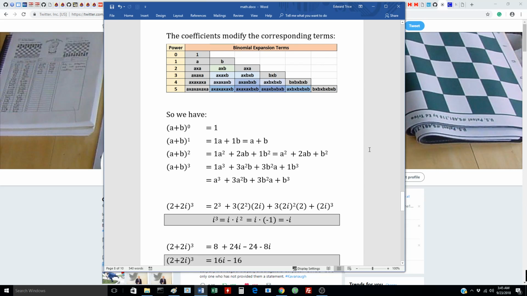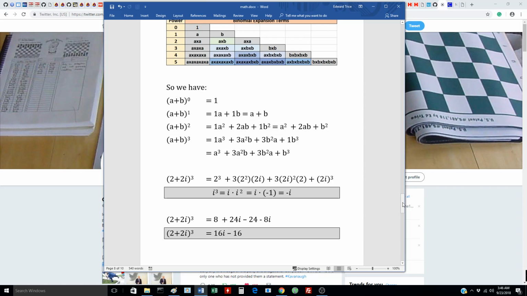Okay. So this page shows the expansion of a plus b to the 0 power through a plus b cubed. And you can see, again, a plus b cubed is a cubed plus 3a squared b plus 3b squared a plus b cubed. Now, we're interested in 2 plus 2i being cubed, and then later 2 minus 2i being cubed. So all you have to do in this equation here, for a, you plug in the number 2. For b, you plug in the number 2i. And that's what this is right here. This is the expansion of 2 plus 2i cubed. And you also have to recall one little tidbit here. When you're cubing i, rewrite it as i times i squared. And of course, i squared is -1. So when you multiply it all out, i cubed is minus i.